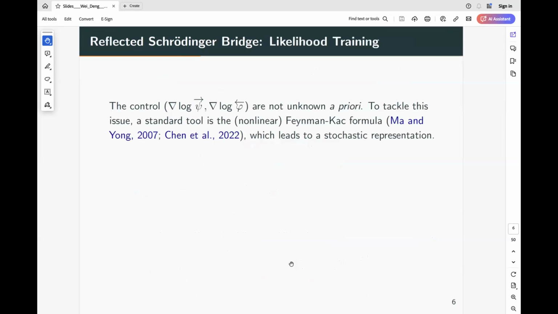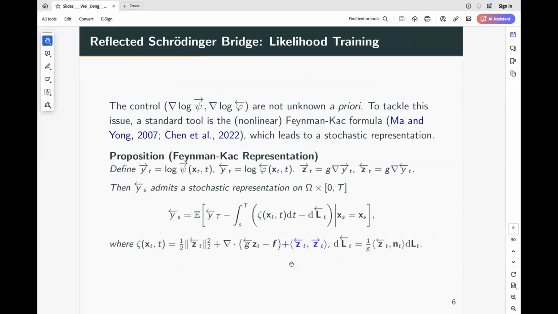And of course, the optimal control is not known so far. We need to use tools such as the nonlinear Feynman-Kac formula to give us some reasonable approximation. So we can apply the generalized Ito formula to this Y_t, and we can get a training loss, which is based on some integral of a zeta function.